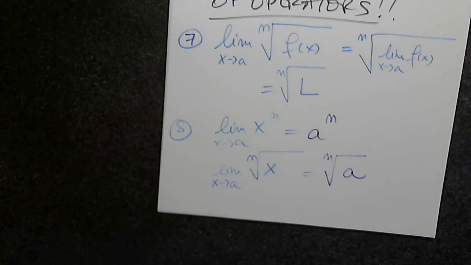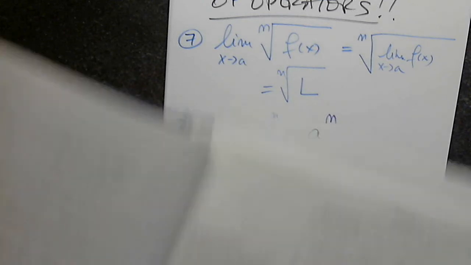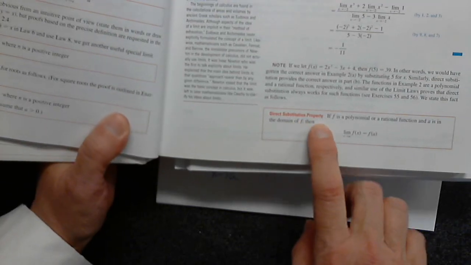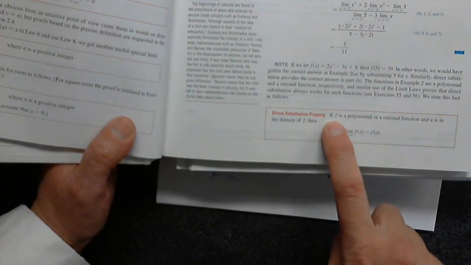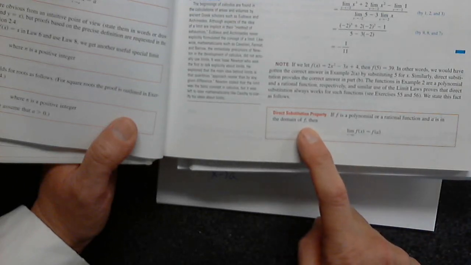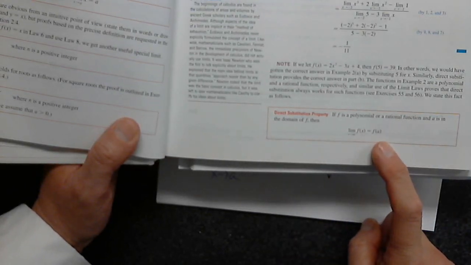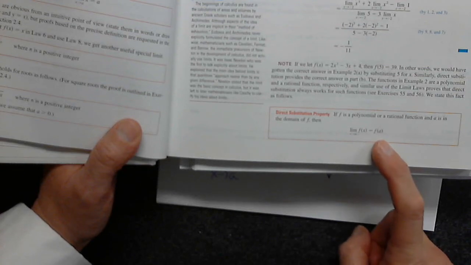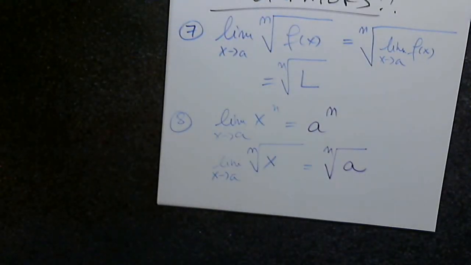Okay, enough of this. We already know this, we don't have to make a big case out of it, but let's read it together. Direct substitution property: if f is a polynomial or rational function and a is in the domain of f, then just plug it in. We've done that several times today. The limit of x is a. The limit of x to the nth is a to the nth. So that is allowed because it gives us the same answer.